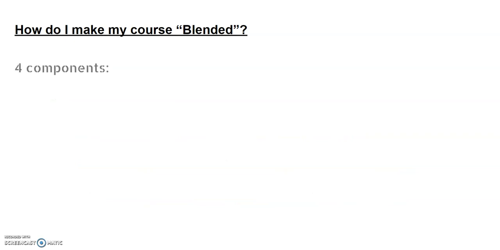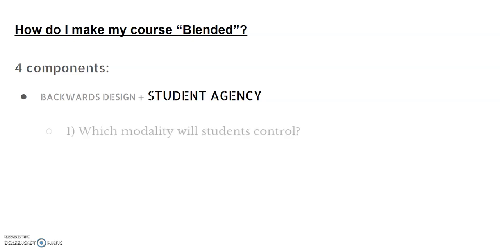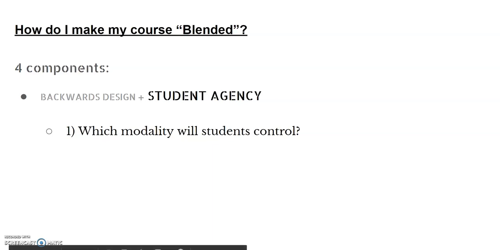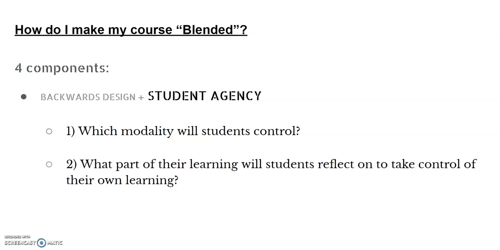The second component is student agency. Which modality do you want students to control? There are 4 options, and in a blended course, the students must be able to control at least one of these modalities. So the modalities are time, place, path, or pace. And then what part of their learning will students reflect on to take control of their own learning? So reflection is another part where students can reflect on their process, reflect on their progress, and make action steps towards further growth.